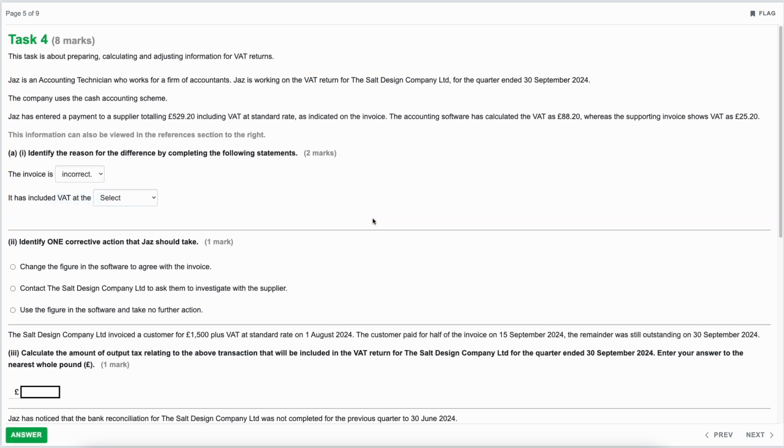The next part then says it has included the VAT at the, and we've got reduced rate as an option, standard rate or 0 rate. Well, we know it's not standard rate because we've just calculated that as £88.20. We know it's not 0 rate because the VAT would be 0. Therefore, it must be the reduced rate, which would have been 5%. Now we can double check that as well by doing the total or gross amount on the invoice of £529.20 divided by 105, as I say, to get 1%, and then multiplied by 5 to get your 5%. And if we do that, it does come to £25.20.